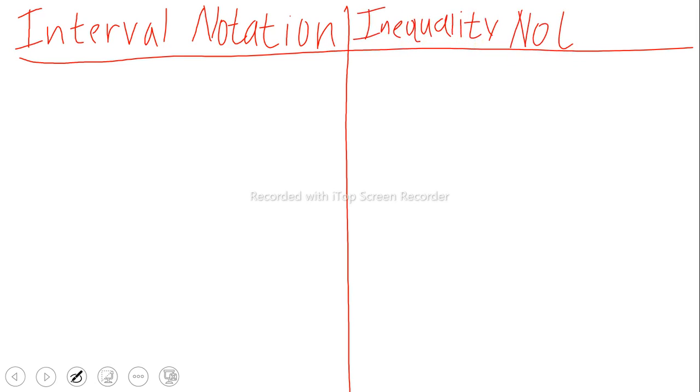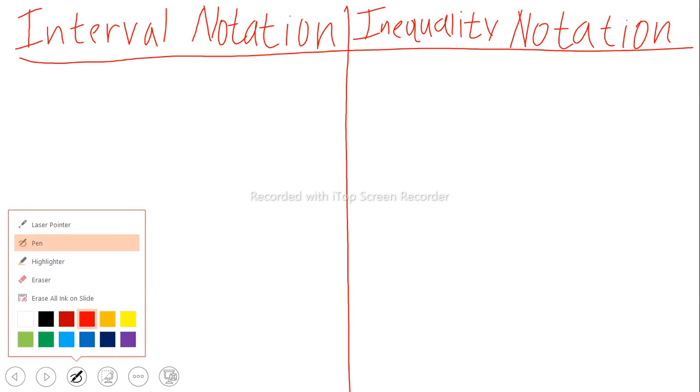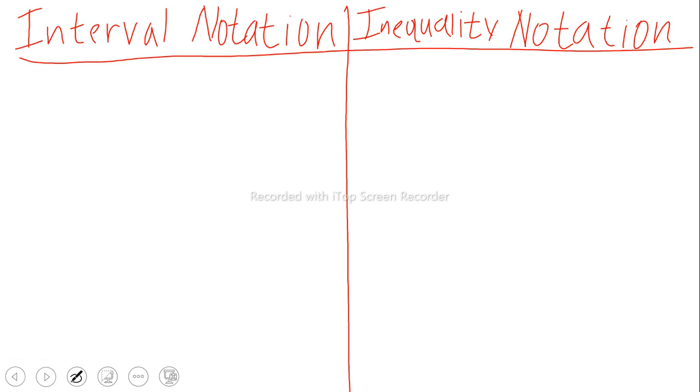So, interval notation and inequality notation. Let's consider an example. Let's do the inequality side first. Let's say that we have x is less than or equal to 9, and x is greater than or equal to negative 6. How would we represent that in interval notation?